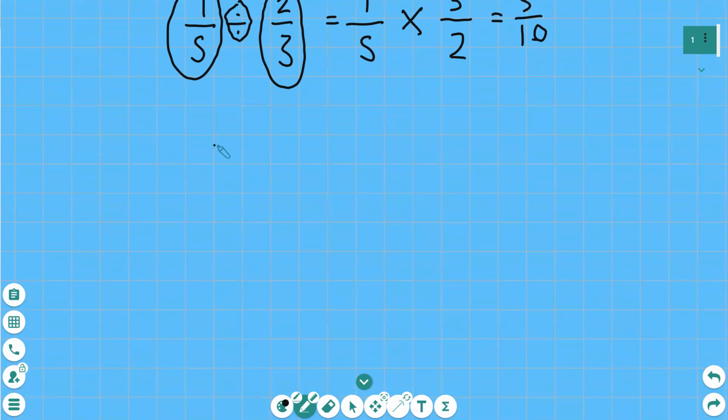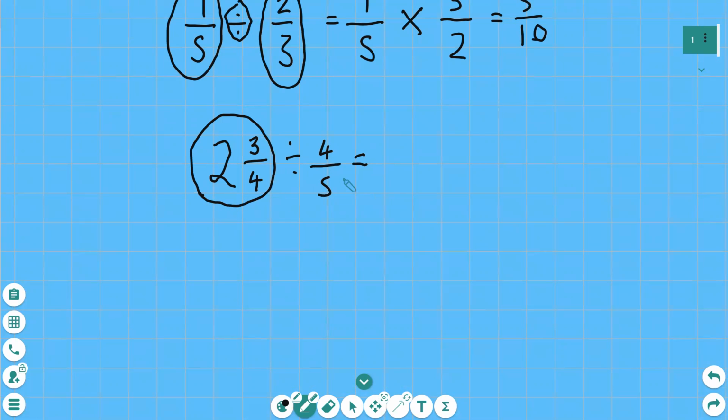So again, you might find yourself with mixed numbers. It's always possible. So if, for example, we've got this one here, 2 3/4 divided by 4/5, well, what we have to do is turn the mixed number into an improper fraction. I'll do that first, actually. And 2 3/4 is 11 quarters divided by 4/5.